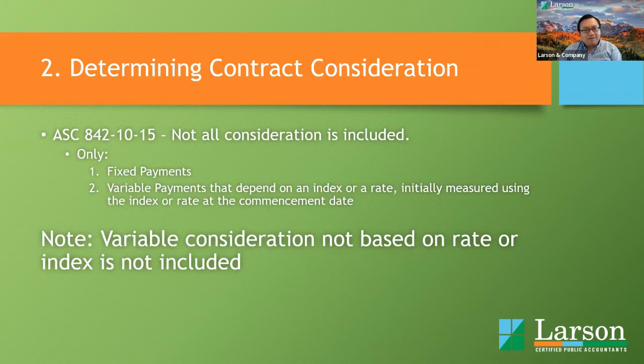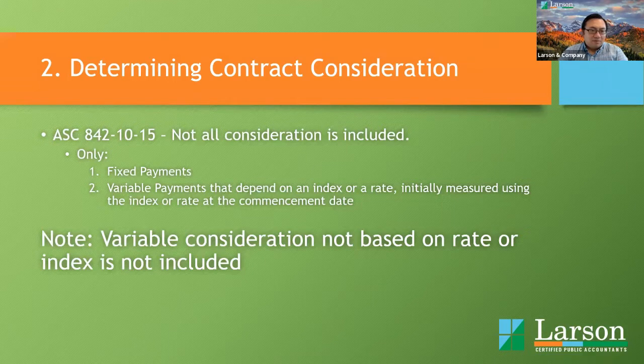Or you may be paying variable payments that are not based on a rate or an index. So of those three different categories, the only items that you will consider for your contract payment, present valuing back to determine the present value of future payments, will only be the first two: your fixed payments, as well as your variable payments that depend on an index or a rate.